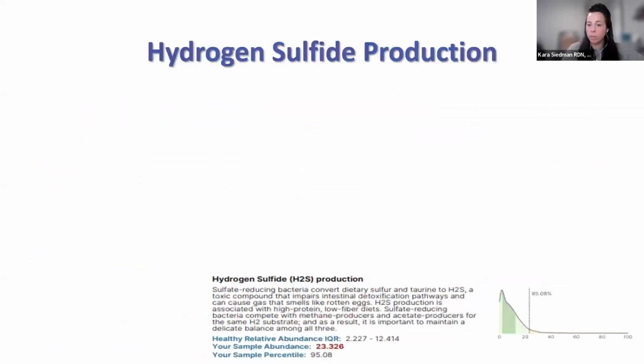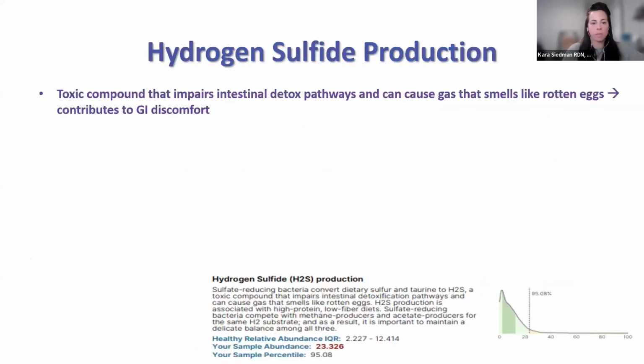So hydrogen sulfide production, this occurs when we have sulfate reducing bacteria or hydrogen sulfide producers that are there to convert your dietary sulfur and taurine to hydrogen sulfide gas. And again, at low levels, it's protective to our gut barrier. And this is the idea that not all gas is bad gas.